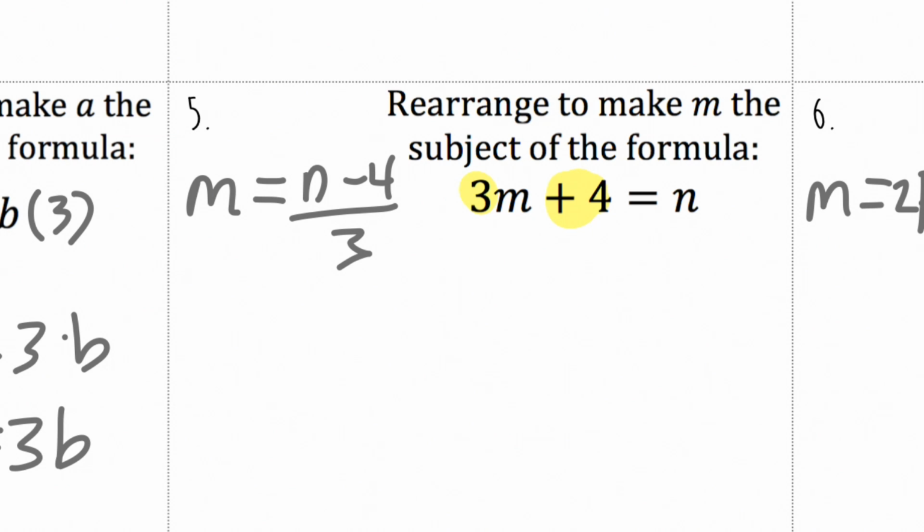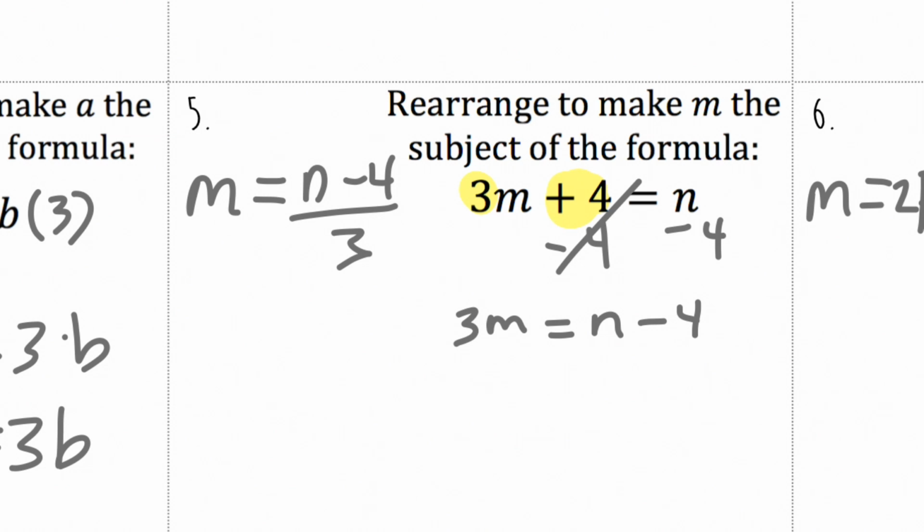Okay? So this means the opposite of addition is subtraction. So I'm going to subtract 4 on each side. So subtract 4, subtract 4. Again, I don't know what N is, but I know how to write a subtraction statement. So I write 3M equals N take away 4.